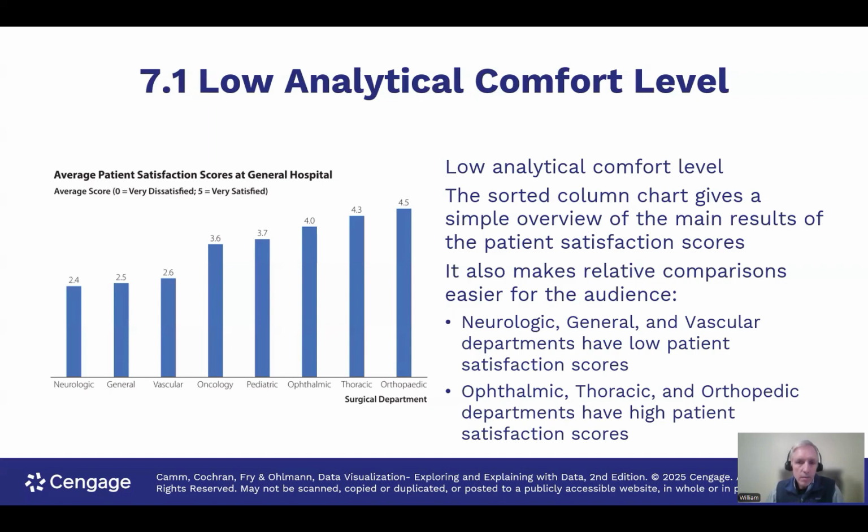It makes relative comparisons easier for the audience. We can see that neurologic, general, and vascular departments have low patient satisfaction scores, and ophthalmic, thoracic, and orthopedic have high satisfaction scores. So that works for an audience that has a low analytical comfort level.